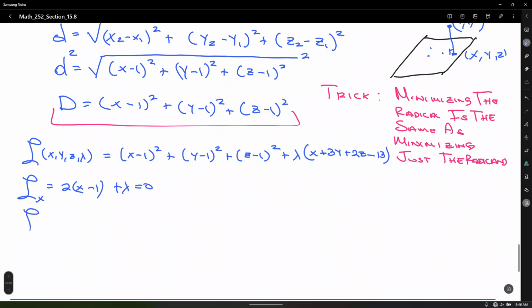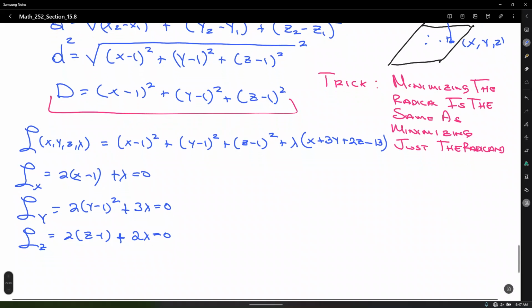Set it equal to 0. L with respect to y equals 0, mini chain rule, 2 times (y minus 1), plus the derivative of 3y, which is 3, times the lambda in the front, that equals 3 lambda. Set it equal to 0. Okay, with respect to z, that equals 0, 0, 2 times (z minus 1) plus the derivative of 2z, which is 2, times lambda, that is 2 lambda. Alright, set it equal to 0.